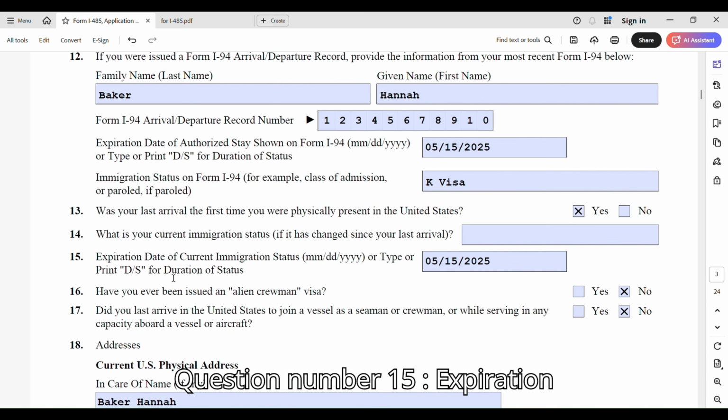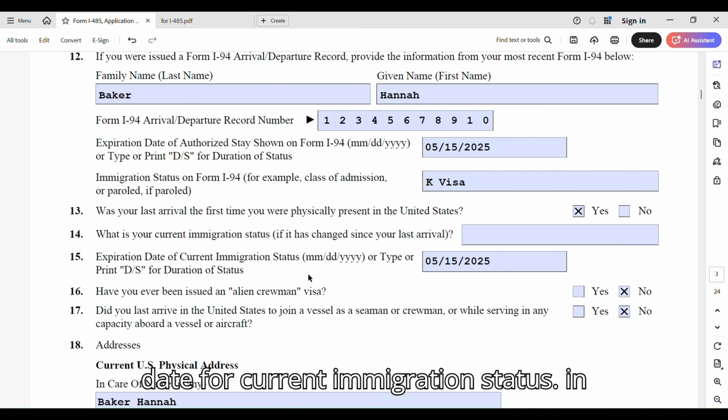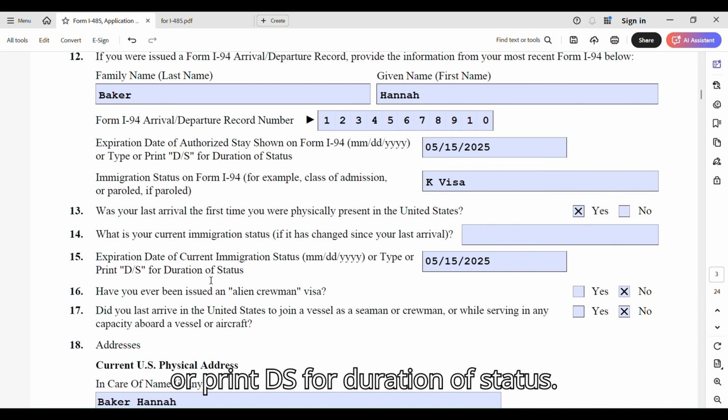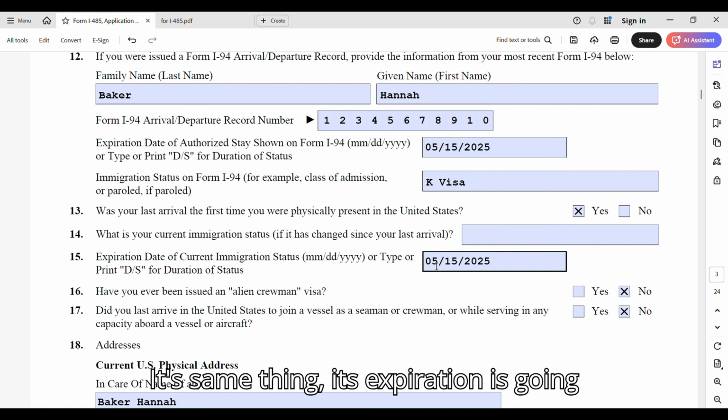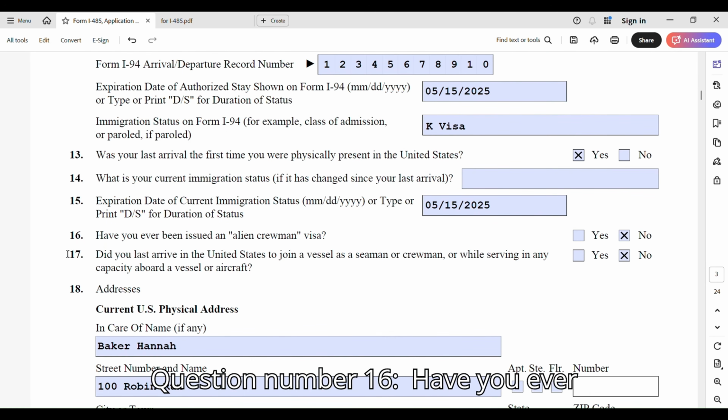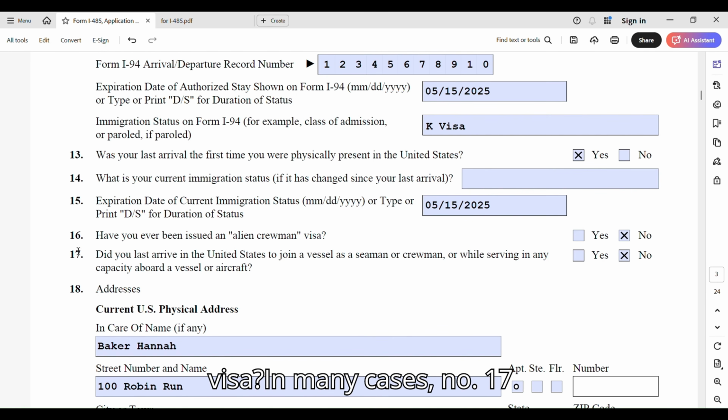Question number 15. Expiration date for current immigration status in the format month, day, year, or type or print DS for duration of status. It's the same thing. Its expiration is going to be May 15th, 2025. Question number 16. Have you ever been issued an alien crewman visa? In my case, it is no.